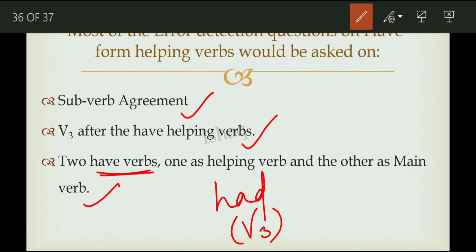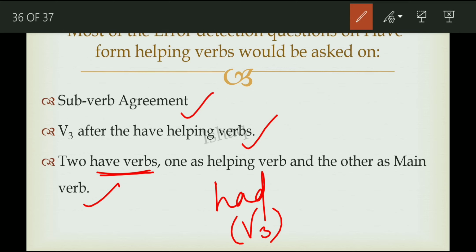Clear till here? This is what we have seen, no? We have seen a few questions, and these kinds of questions will be repeated. The most important thing you should know is subject verb agreement: when to use has, when to use have, when to use had, then v3 after have forms. And when you get two different have forms like has had, have had, or had had, all three are correct. But "had have" is wrong, because the main verb should be a v3.